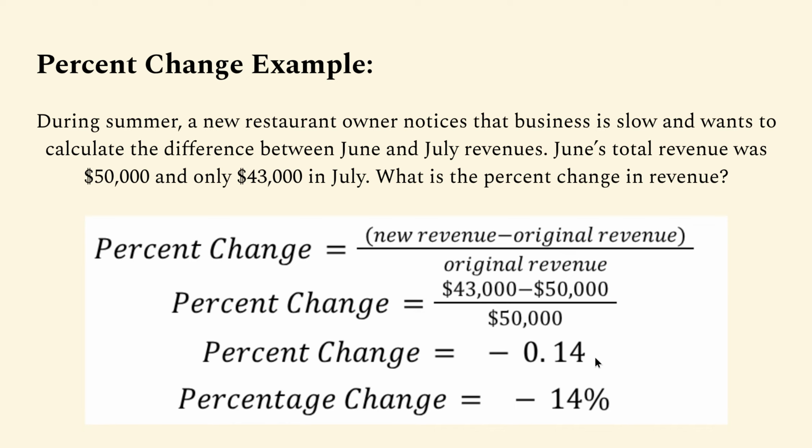0.14. And because we want to express this as a percentage, we move that decimal spot over twice, aka we're multiplying it by 100, and we're looking at a percent change of negative 14%. So between June and July, we lost 14% of our revenue.